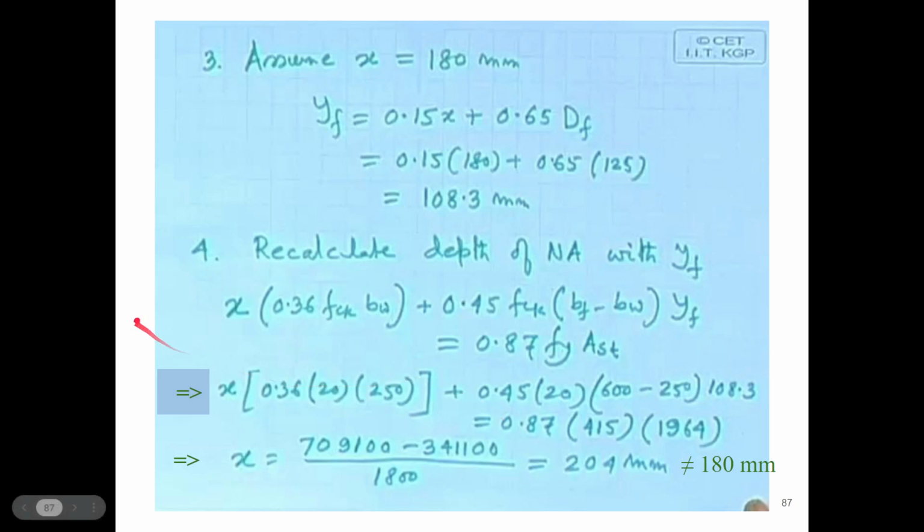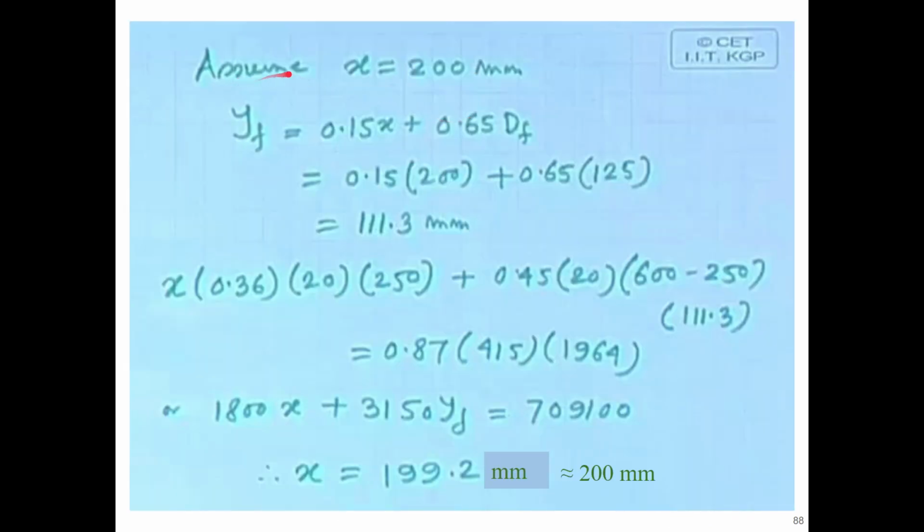Using this we find that the x value comes to around 204 mm. But we assumed it to be 180 mm, so 180 and 204 are not coming out equal. It is not close either, so this assumption is also wrong. We found that the x value will be near 204, around 200 mm, so this assumption also we have to leave.